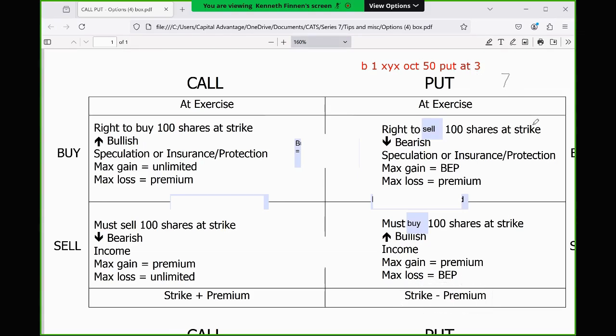So what's my max gain? 47. I'll show you why. And what's my max? So then what if I sell a put? Max gain is premium, max loss is 47.